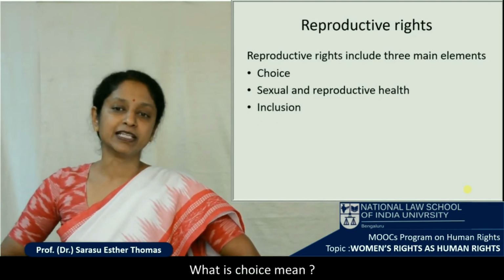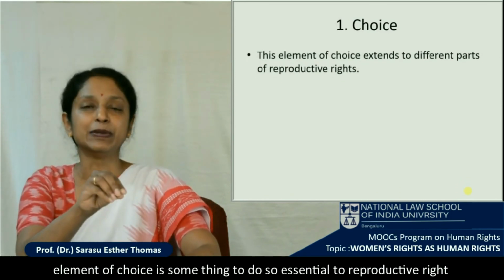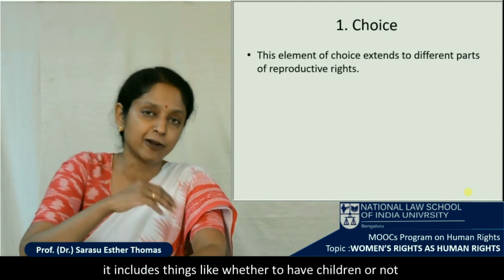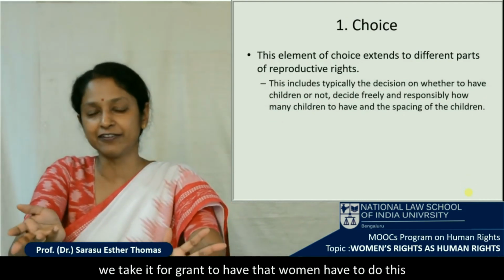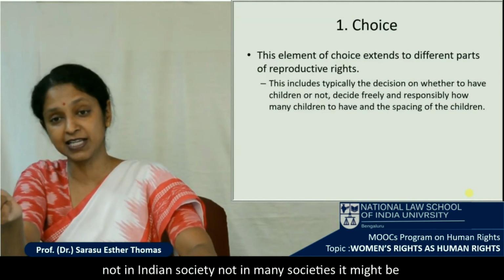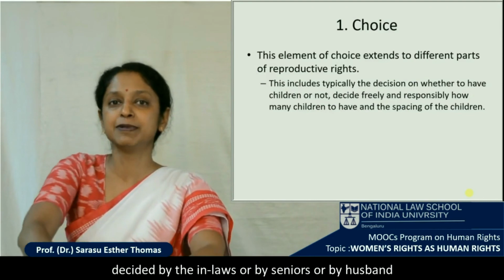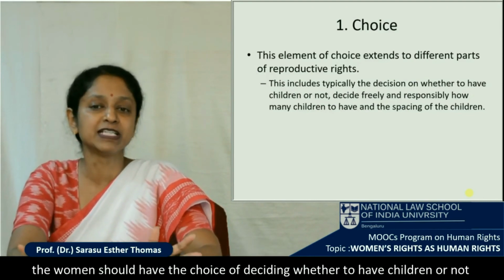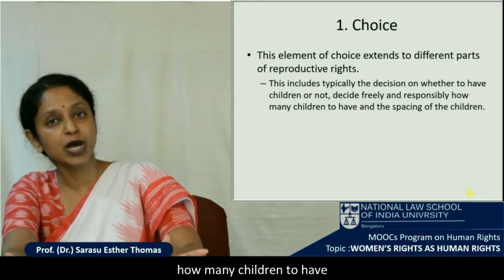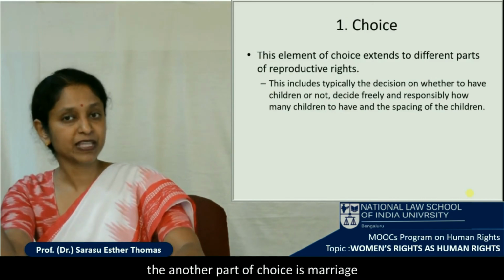What does choice mean? The element of choice is so essential to reproductive rights. It includes things like whether to have children or not. We take it for granted that women have a right to do this, but not in Indian society, not in many societies. It might be decided by the in-laws or by seniors or by the husband. So women should have the choice of deciding whether to have children or not, how many children to have, what should be the spacing of the children, and so on.